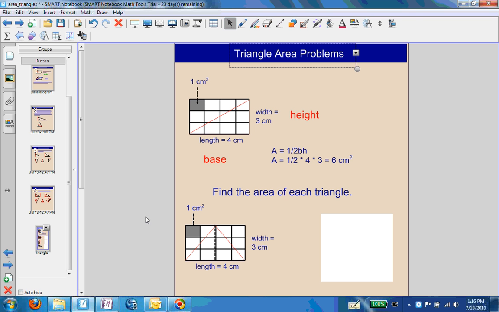So let's look at some examples. Here I have where we can clearly see that we have a rectangle split into 2 congruent triangles. So it's pretty easy to see that the width is 3 and the length is 4. So for the whole entire rectangle, the area would be 3 times 4, or 12. However, we're finding the area of the triangle, which is half of that. So half of base times height would be half of 12, or half of 4 times 3, which is 6.